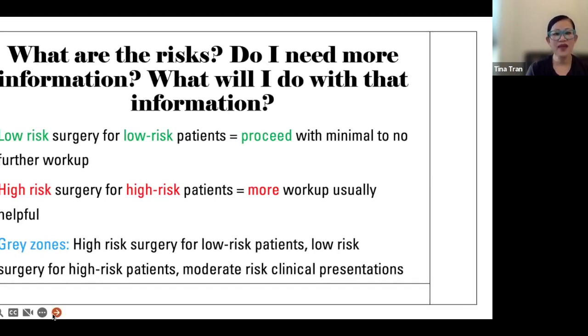In general, if the patient is getting low risk surgery and they are low risk of medical comorbidities, oftentimes you would proceed with minimal to no further workup. If the patient is high risk and receiving high risk surgery, cardiac, pulmonary, etc., more workup is usually helpful. Oftentimes, the majority of our patients fall within the gray zones. They're high risk surgery for low risk patients, low risk surgery for high risk patients, and anywhere in between. And oftentimes, a preoperative evaluation will help clarify the patients in this gray zone.